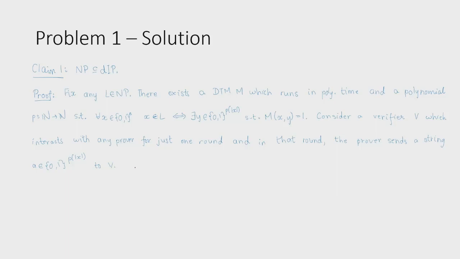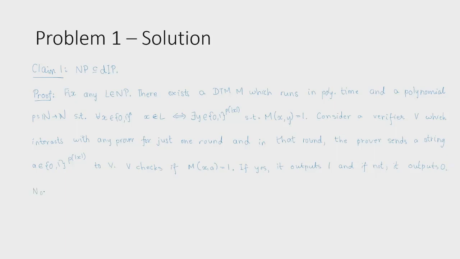So what do we do? We just do the following. We check if M(X, A) is equal to 1. If yes, it outputs 1, and if not, it outputs 0.